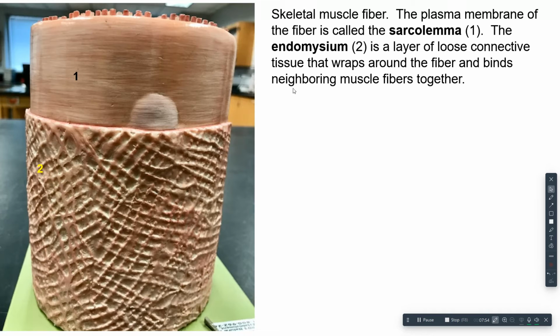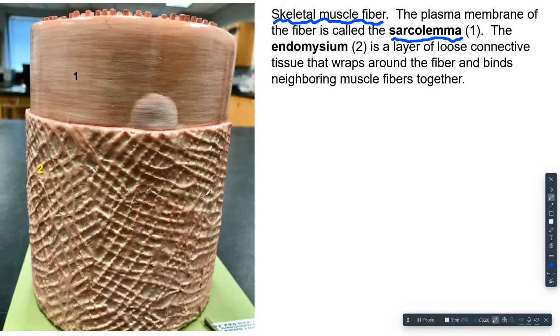This is a model of a single skeletal muscle fiber. Remember, a skeletal muscle fiber is a skeletal muscle cell. They're just long and skinny. And I see the plasma membrane right here. The plasma membrane of the skeletal muscle cell is called the sarcolemma. Remember, we had an axolemma and a neurolemma in neurons. So now we got a sarcolemma for my muscle cell. The word sarco means flesh or meat. So kind of makes sense.